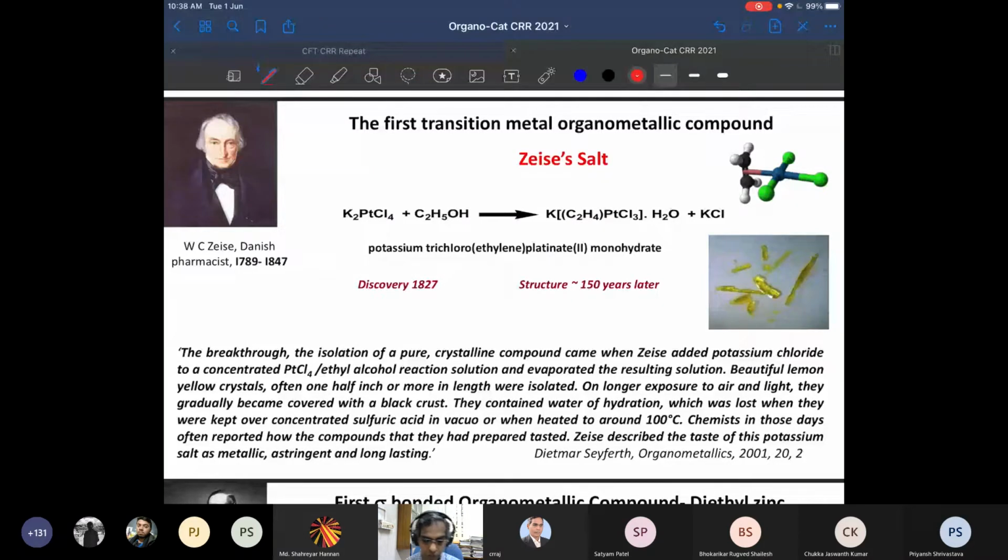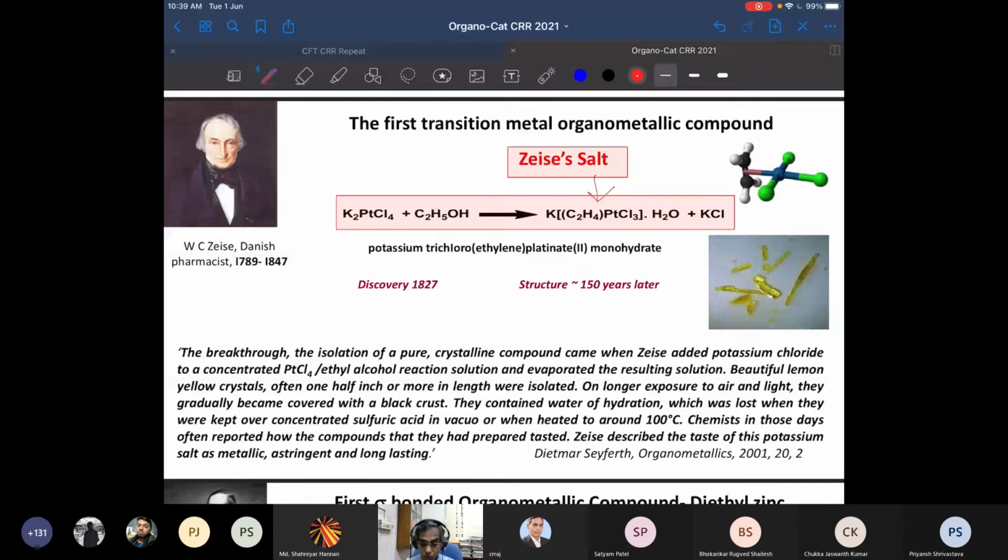The first transition metal organometallic compound, Zeise's salt, right? This is the first one that was synthesized. How did they get it? They used K2PtCl4 and ethanol. These were accidental discoveries at the time. So from an accidental discovery, you get your Zeise's salt here.